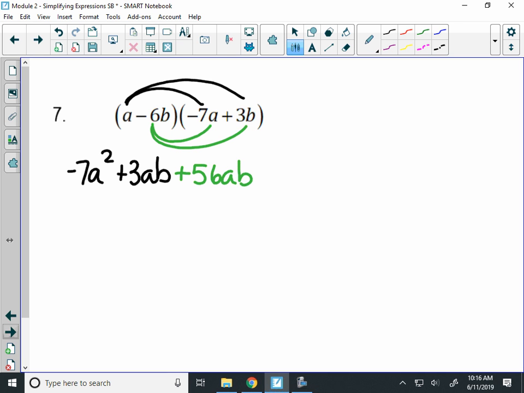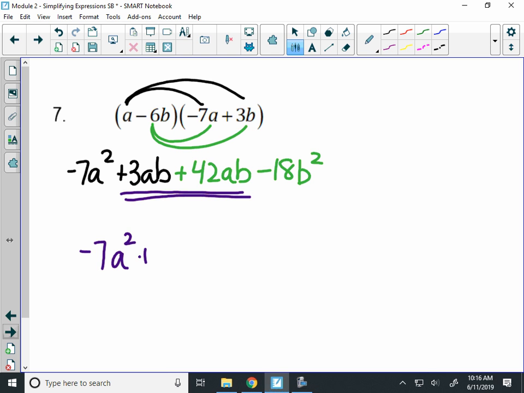56ab. Oh, no, it's not. I can't do math. 42ab, I'm sorry. And then -6 times 3 is -18b squared. I still combine those ab's in the middle together, and I'll get -7a squared plus 45ab minus 18b squared.